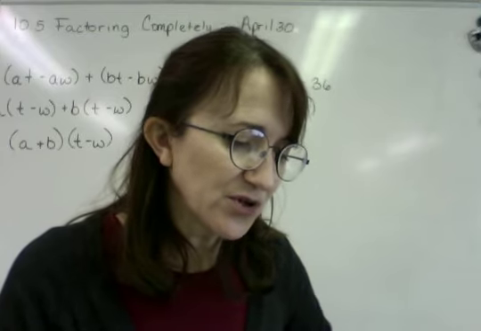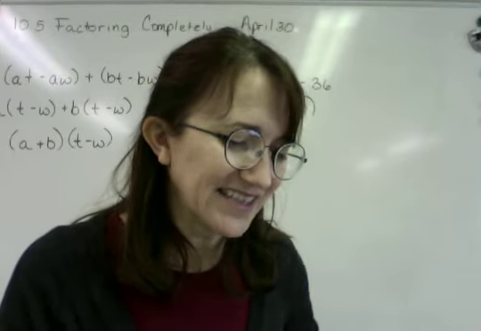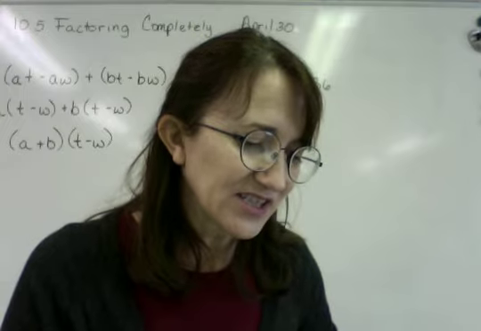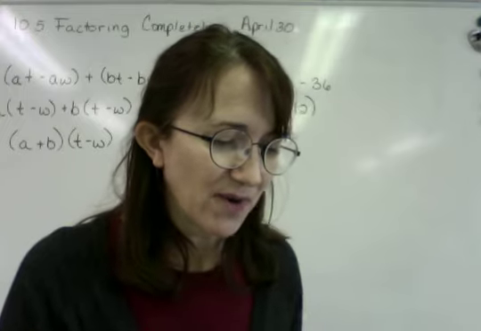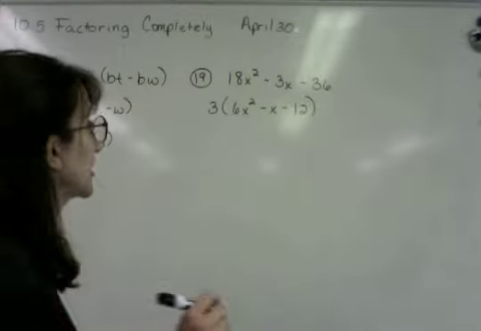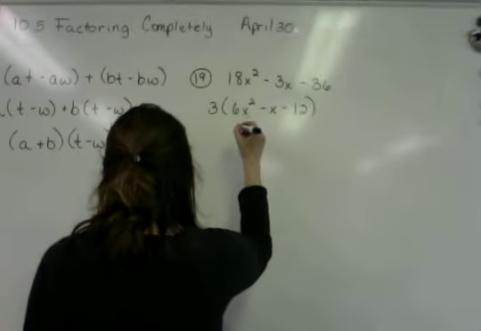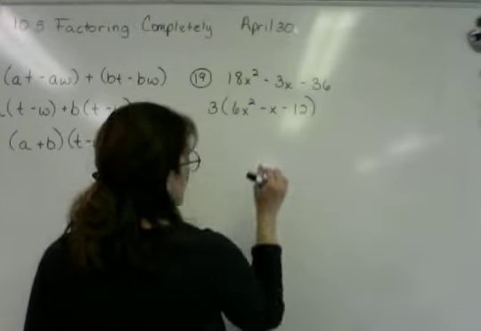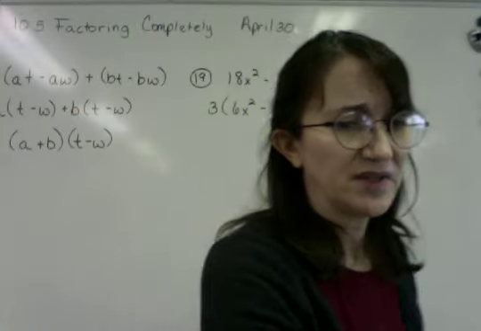So rewrite the middle term using factors of A and C whose sum is B as coefficients, and then factor by grouping. So this is from 10.3 if you want to look at it. So I'm just going to say A times C.